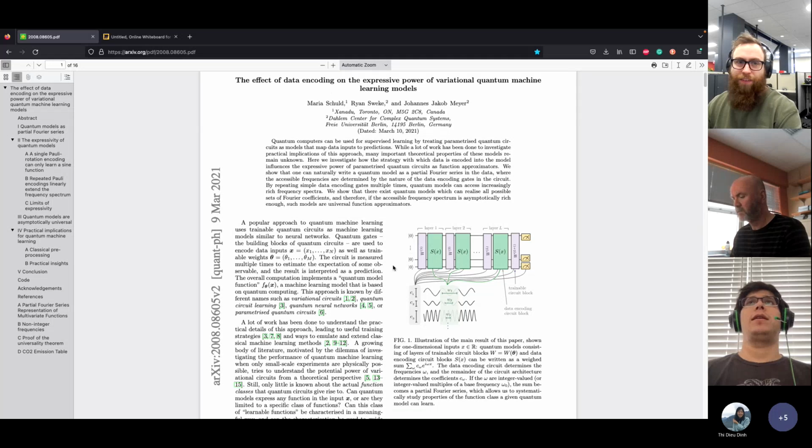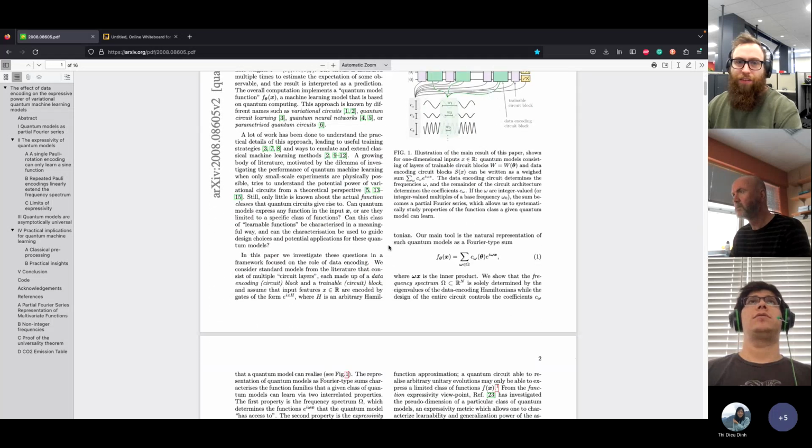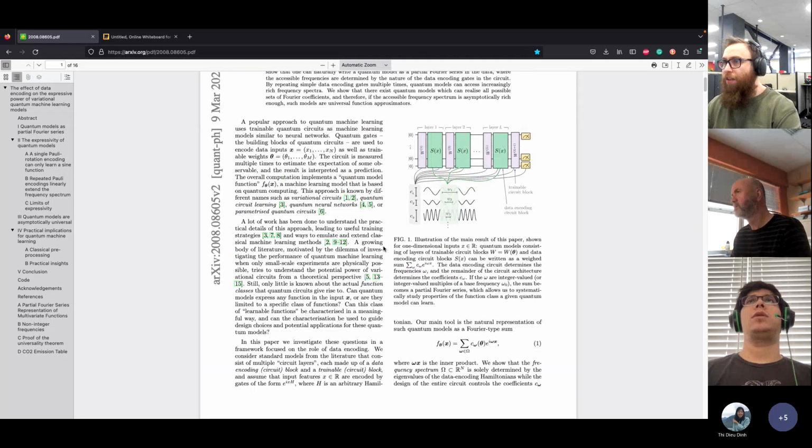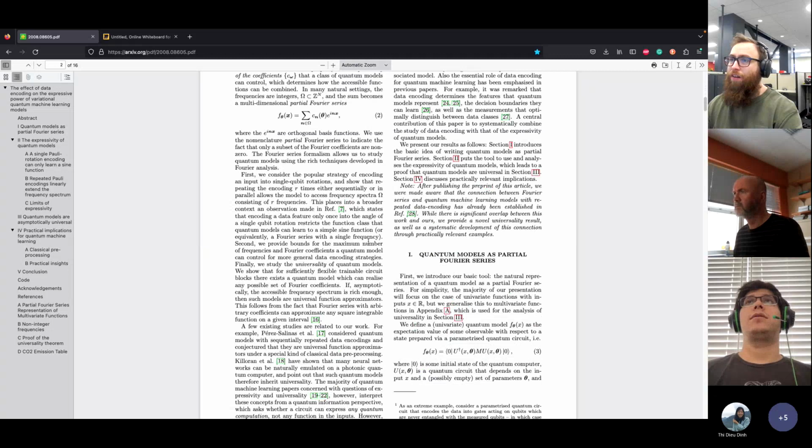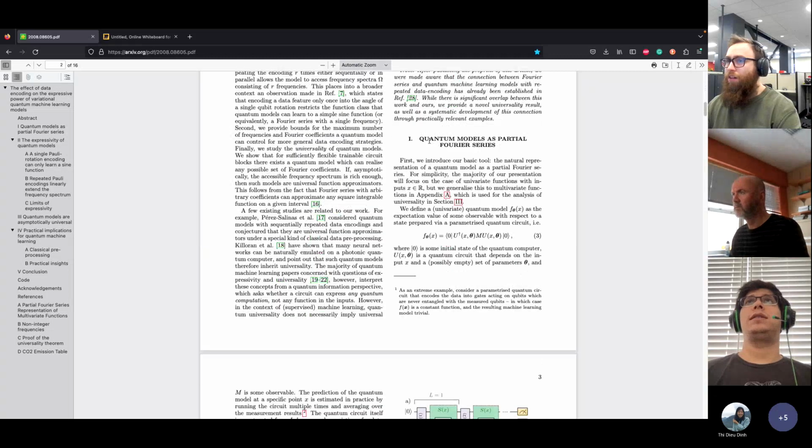So I know not everyone is aware of this thing, Fourier type things, so I'm going to skip that. I'm going to use it as a black box, and I'm going to tell you what it means. Then, I want to look at this: the quantum model as partial Fourier series. Again, let's ignore Fourier series for now, and let's look at this paragraph there.